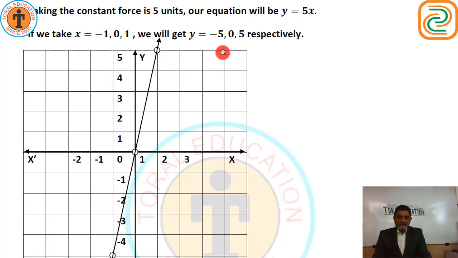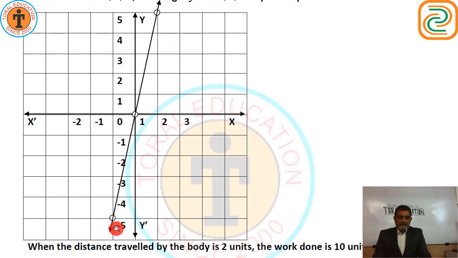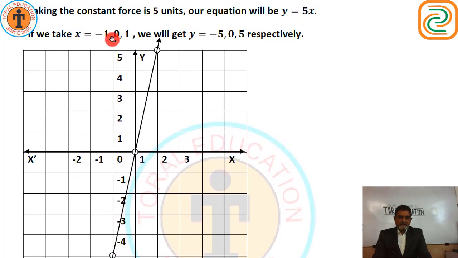Minus 1, minus 5. This is (-1, -5). Second point is (0, 0). Third is (1, 5). So we have got this line.